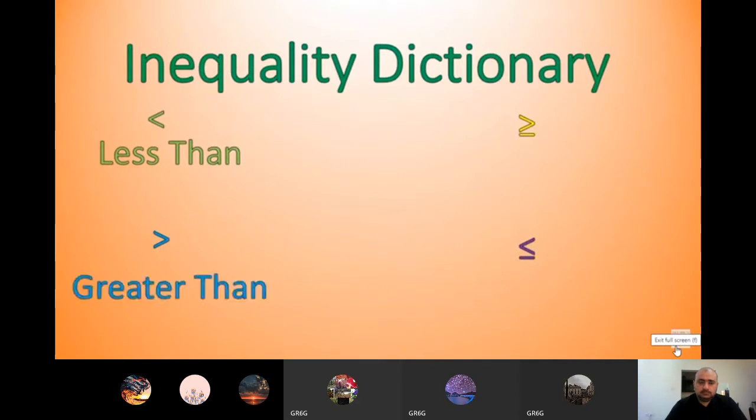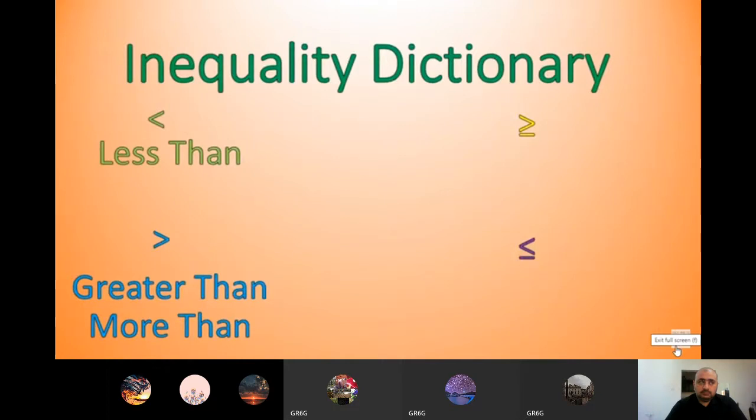The greater than symbol, we could also use the words greater than, but typically in word phrases we use more than. So I have more money than you, or I have more money than $10.